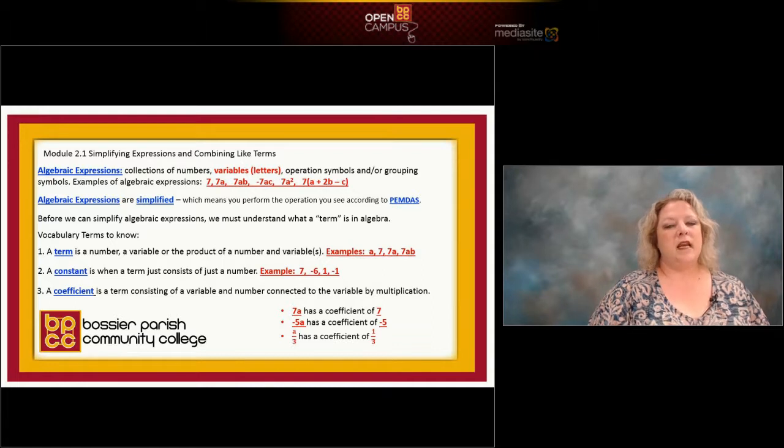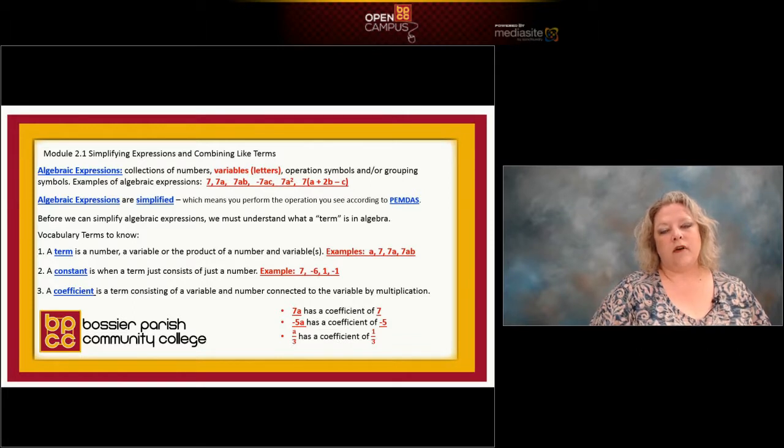The next one is -5a. So the -5 becomes the coefficient. The last one is a divided by 3. Now, although it looks weird, a divided by 3, the coefficient is 1/3. So if I wanted to write 1/3 a, that's the same thing as a divided by 3.